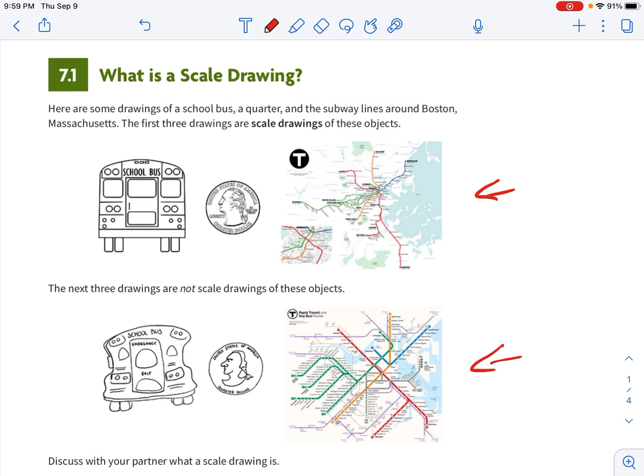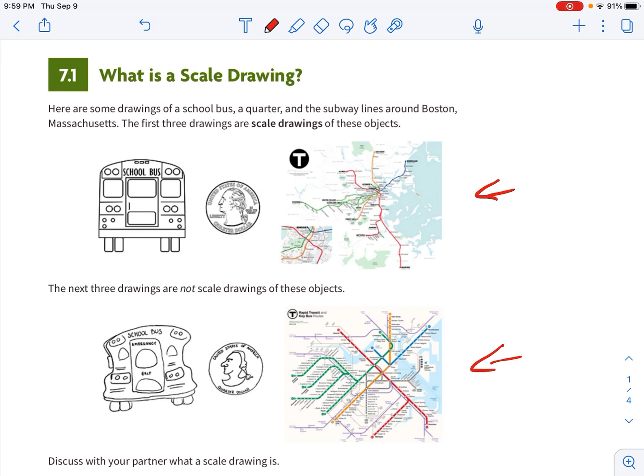On the other one, you've got this bus and this quarter. They look a little bit cartoony. They're not exact replicas of the original. No bus has these wavy lines in the back. They're going to be straight like on the top one. And once again, this one is not considered a scale drawing.